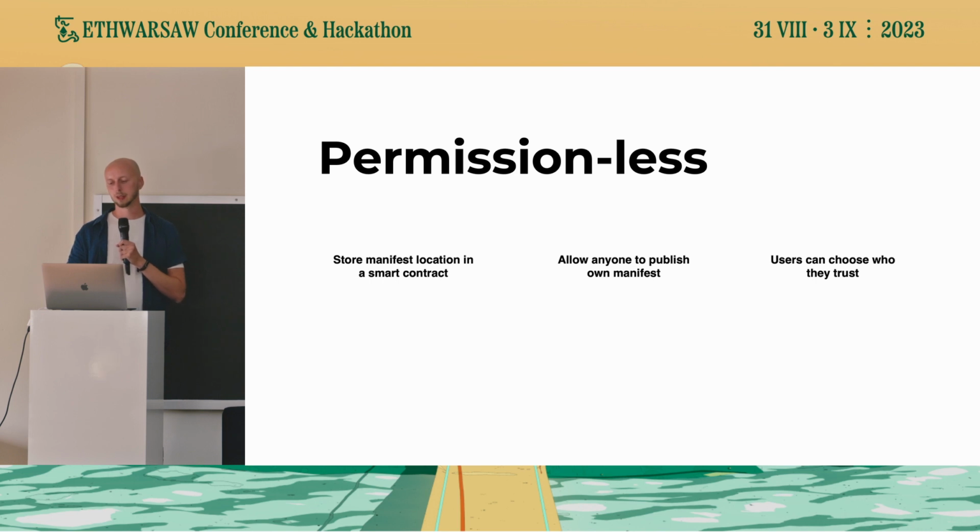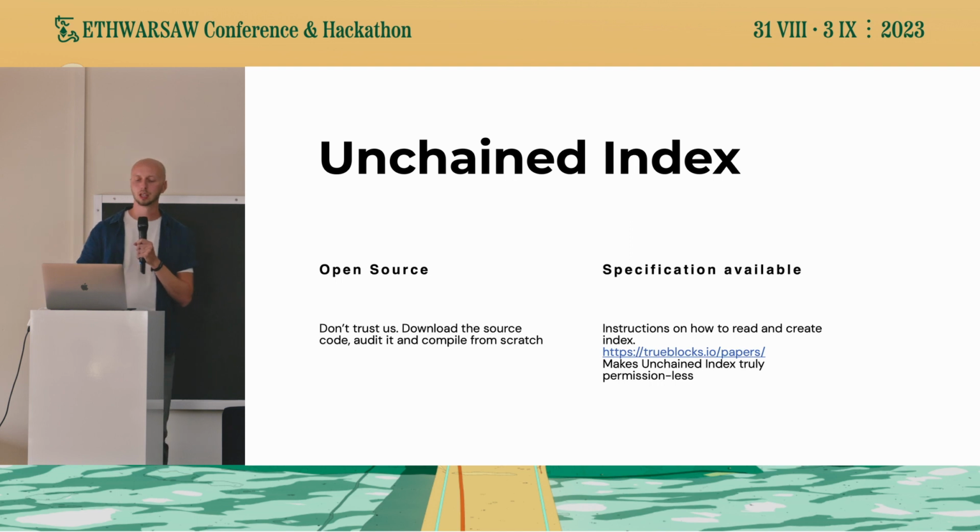So now users can choose who they trust. And they can even choose to not trust anyone at all, because they can build the index locally on their computer and keep it there. And we call our index Unchained Index, and all the tools we are developing are open source. So you don't have to really trust us, TrueBlocks, as an organization. You can download the source code, you can audit it and make sure it does what it should do, and then compile it from scratch.